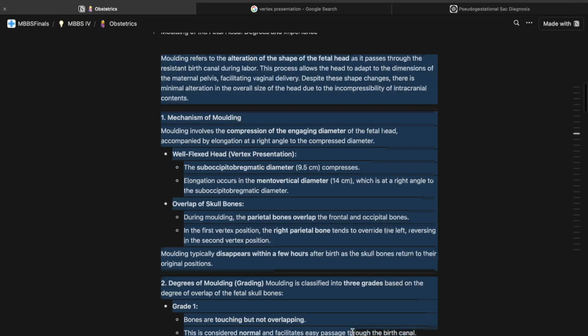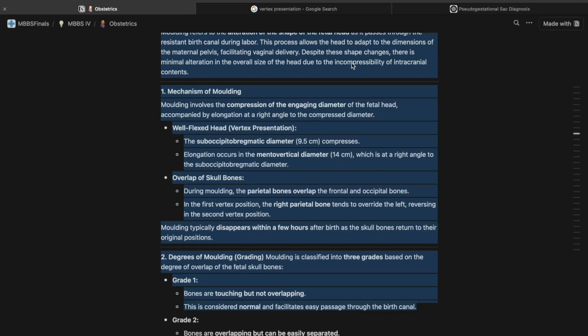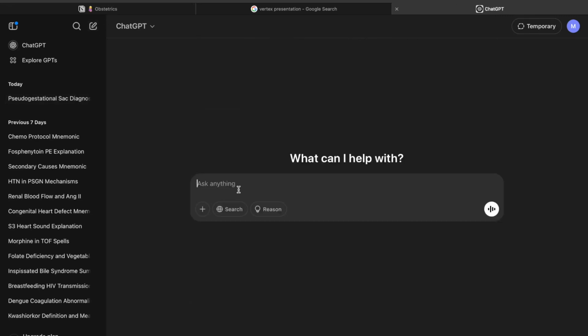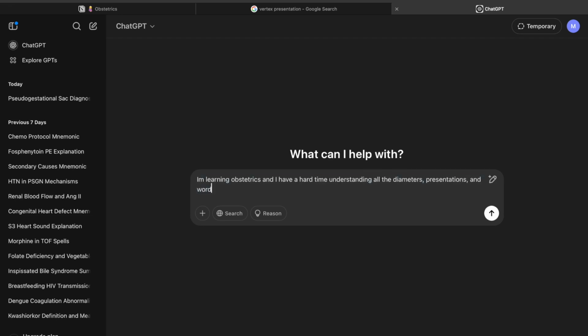So in my personal opinion, I'll do something like, wait a second, just copy this first and I'll paste it here in a new chat. So the prompt would be, I'm learning obstetrics, and I have a hard time understanding all the diameters, presentations, and words like vertex, transverse, occipito, etc. Occiput anterior and all that. It becomes very much confusing.